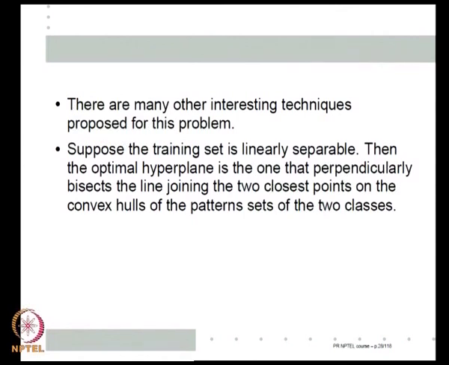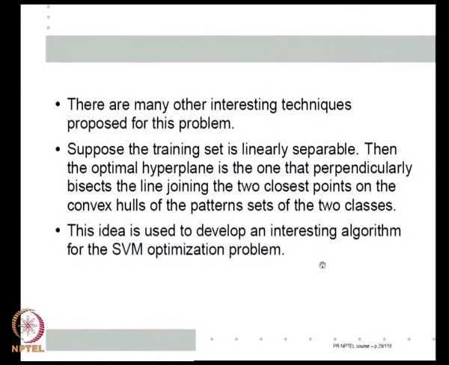Then I can ask what are the 2 closest points on the 2 convex hulls. That is, I want to pick a pair of points, one on each convex hull, which are closest to each other. Now, these are called nearest point methods, and there are some very efficient algorithms in computational geometry for such things. And one can show that the optimal hyperplane as I defined earlier will be the line that perpendicularly bisects the line joining the 2 closest points. Right. Now, this is only in the linear case; I have to make this work with kernel functions, but this idea has been used to develop a very interesting and highly efficient algorithm for SVM optimization.